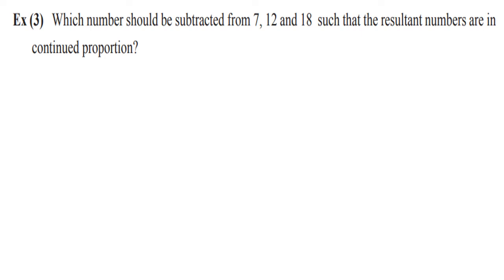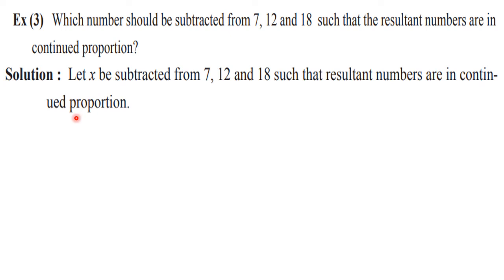Which number should be subtracted from 7, 12 and 18 such that the resultant numbers are in continued proportion? So here we are provided with three numbers, 7, 12 and 18, but they are not in continued proportion. They have given the condition that which number we should subtract from all these three, so that the resultant numbers, the numbers which we get after subtracting, are in continued proportion. So this is unknown to us, and you know that whenever we have any unknown number, we take it as x. You can take it as k also. Any alphabet can be used, but generally we are taking x.